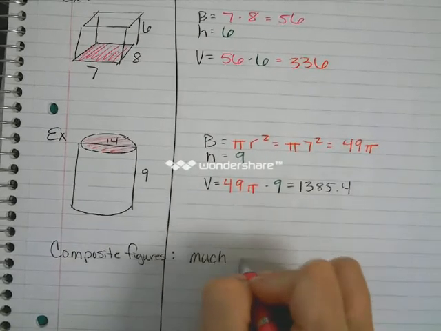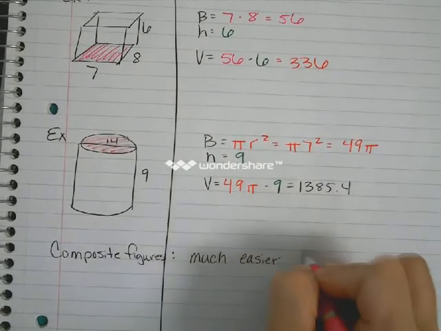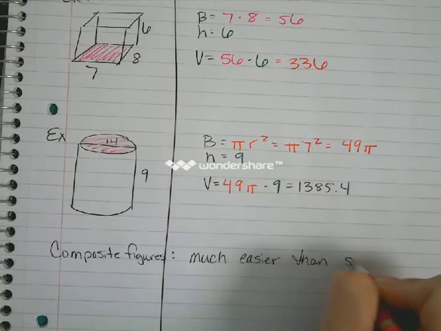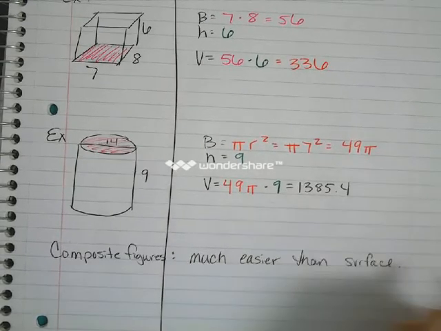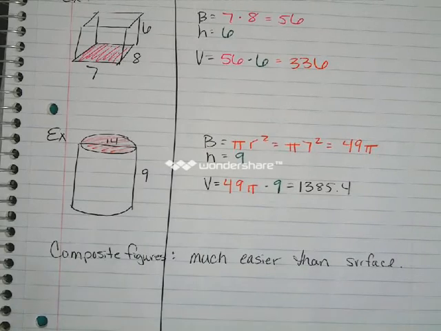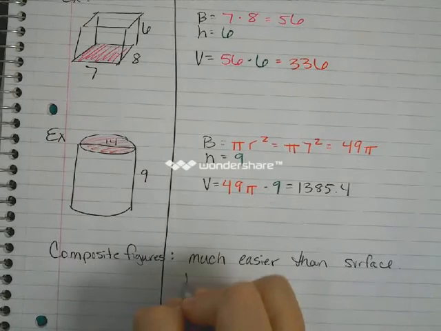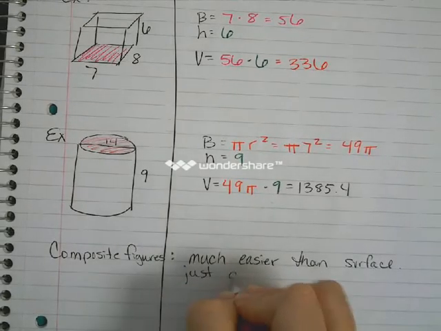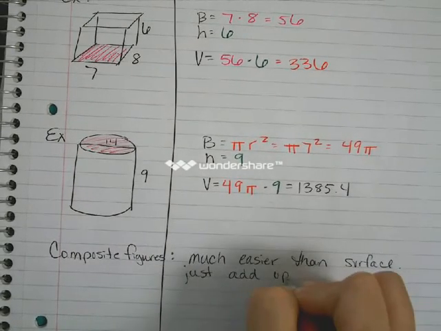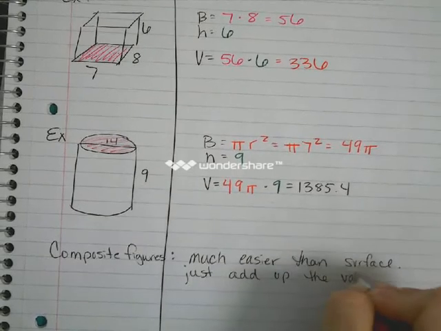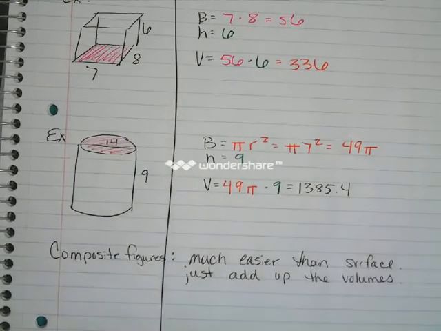than surface area. Because remember, surface area, you had to figure out which surfaces were still visible and which surfaces were now hidden. In this case, it doesn't matter if they're hidden or not, because volume represents all of the space taken up. So all you do is just add up the volume. Okay? You find the volumes of each individual shape and add them up to get the composite one. And that's it.